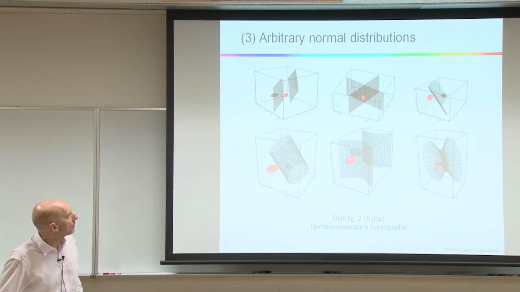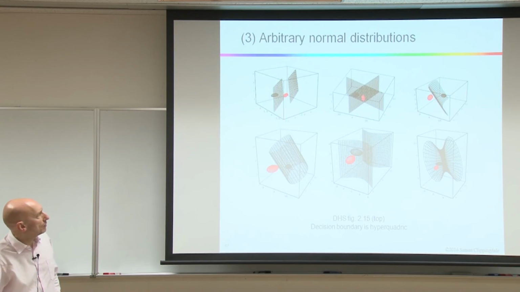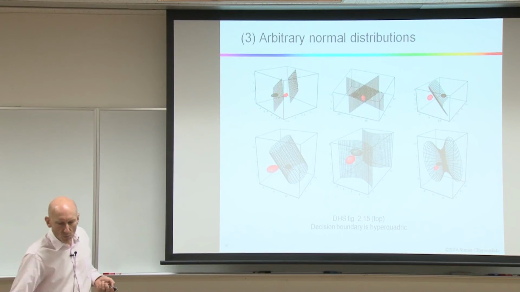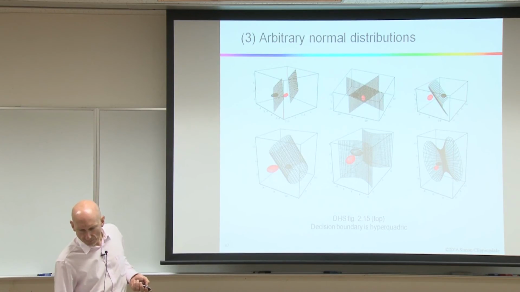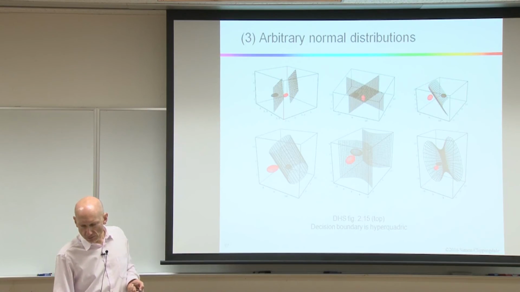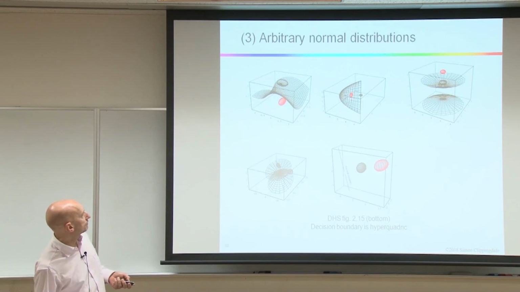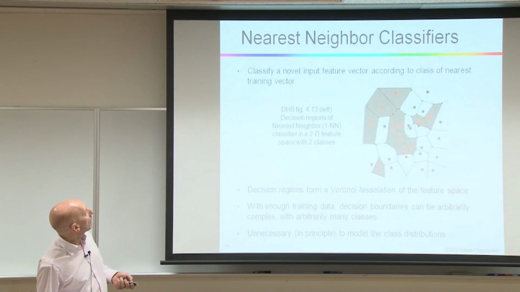And here are some others. I won't go through them all, but these are all so-called hyperquadrics, and you can get some quite wacky decision boundaries according to the shapes of your data distributions. Even more wacky ones. And I think that's it.